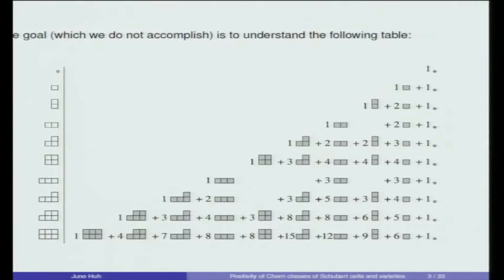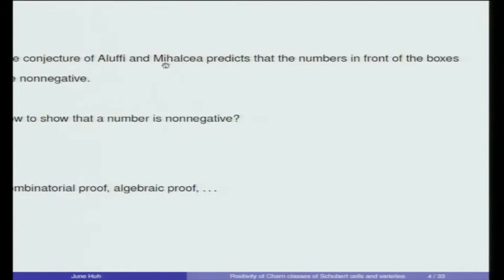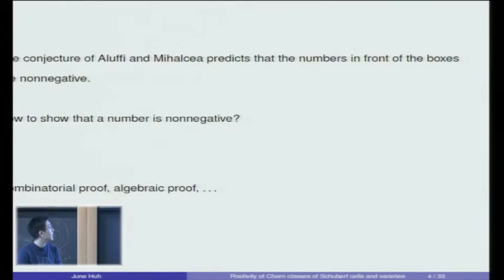But those formulas do not explain why these numbers are positive, for example. That's one thing that we wish to understand. And if there is such an interpretation, then we would like to find what these supposedly positive numbers actually count. The conjecture of Aluffi and Mihalcea is that the numbers that you have seen in the previous slide are in fact non-negative for any Young diagram. So that is one fact that I want to discuss today.